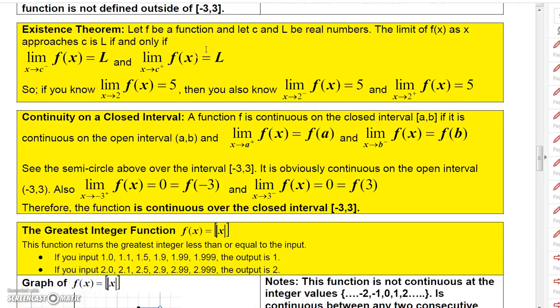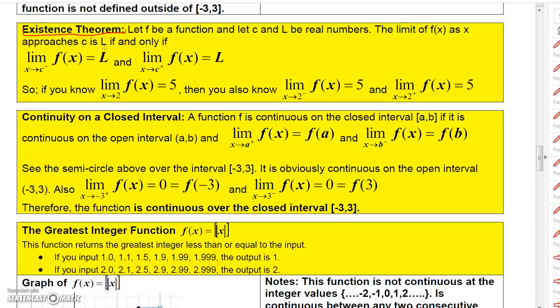Okay? Now, one-sided limits bring in something that's called the existence theorem. And basically the existence theorem says, it really says this: for a limit to exist, both one-sided limits have to exist and be the same number.